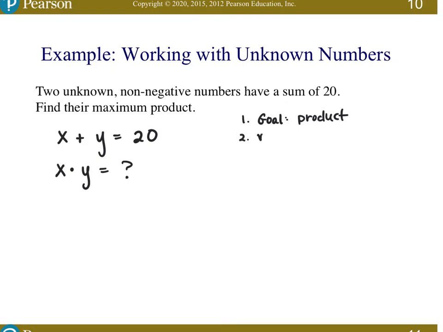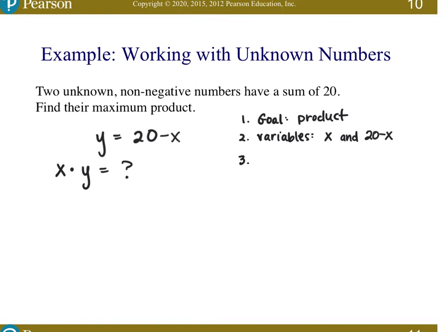2, our variables. Right now our variables are x and y, but having 2 variables in different terms is problematic. And so if we could get one of the variables by itself, that would be helpful. And so I'm going to choose to get y by itself. And so when I do that, y is 20 minus x. So my 2 variables are x and 20 minus x.